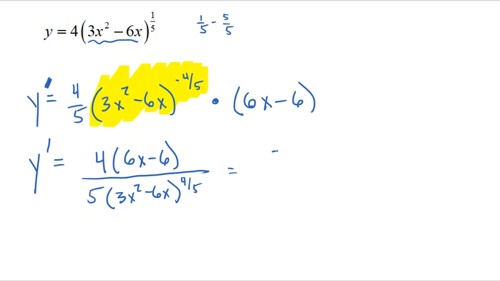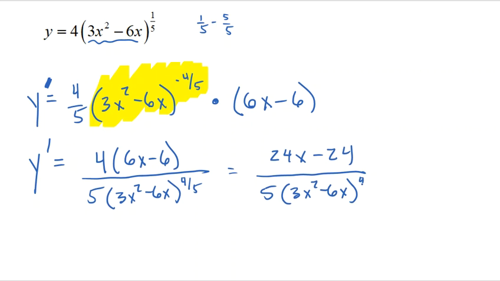Obviously, you could distribute the 4 to get 24x minus 24. I don't care if you do that or don't do that. Times 5, and then again, 3x squared minus 6x raised to the 4/5. How easy is that, guys? But listen, if you need to say, hey, this is my u, if you need to do that, go ahead. I encourage it. Go ahead.